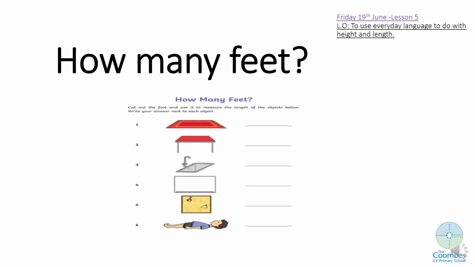So one of the activities that you had this week was the how many feet activity. So you could have used the document online and measured these pictures of things. You could have measured a rug, a table, a sink, or you could have chosen your own things around your home and measured them. I wonder, did you find out if different people measured them, there was a different number of feet? And what was the longest object that you found?